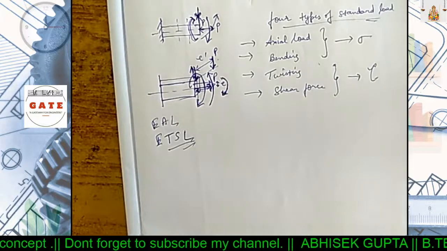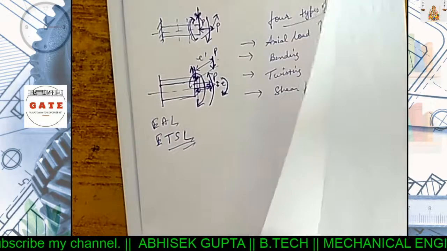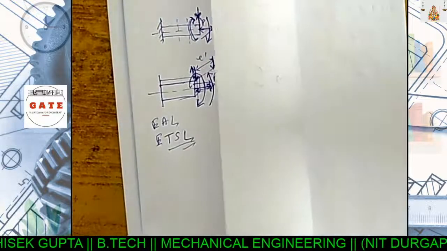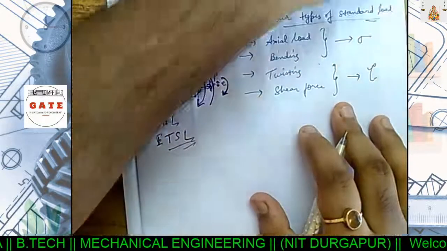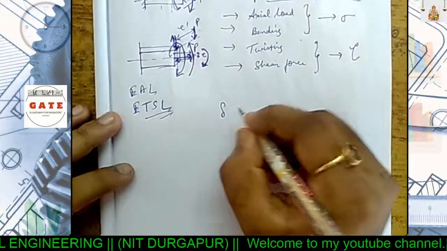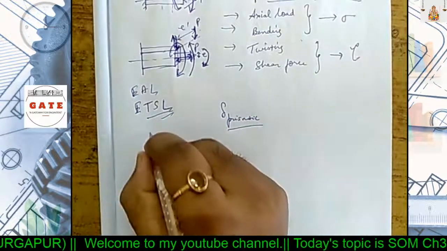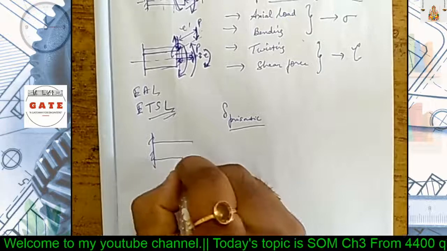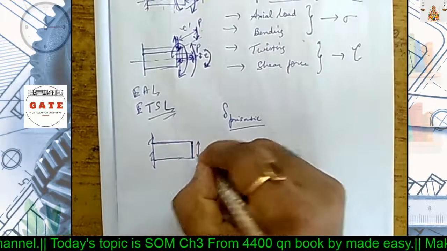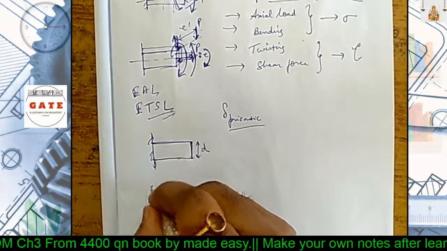Okay, so we will quickly note down the formulas, and then we will proceed to how to solve that. See here, the deformation, that is delta, caused by a prismatic bar. Prismatic bar means a bar which has uniform cross section. That means if this diameter is D, uniformly diameter is D.